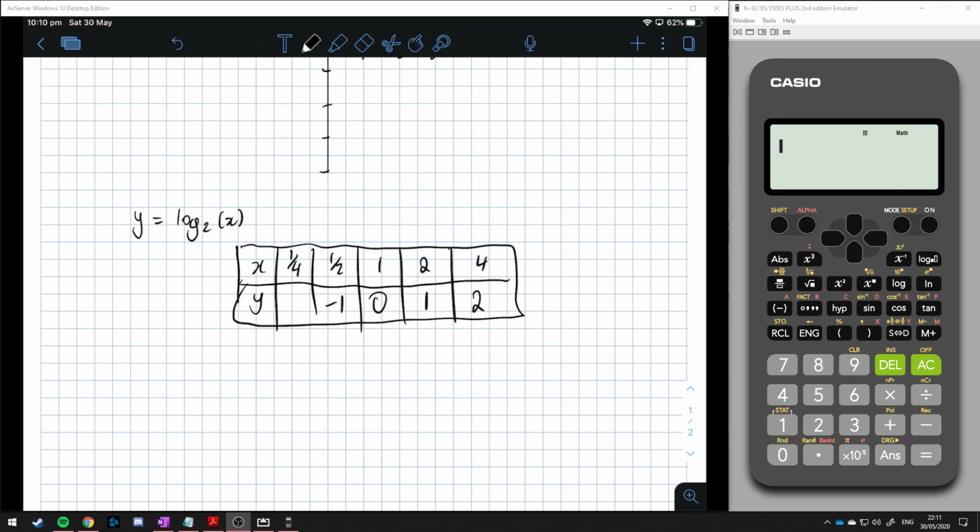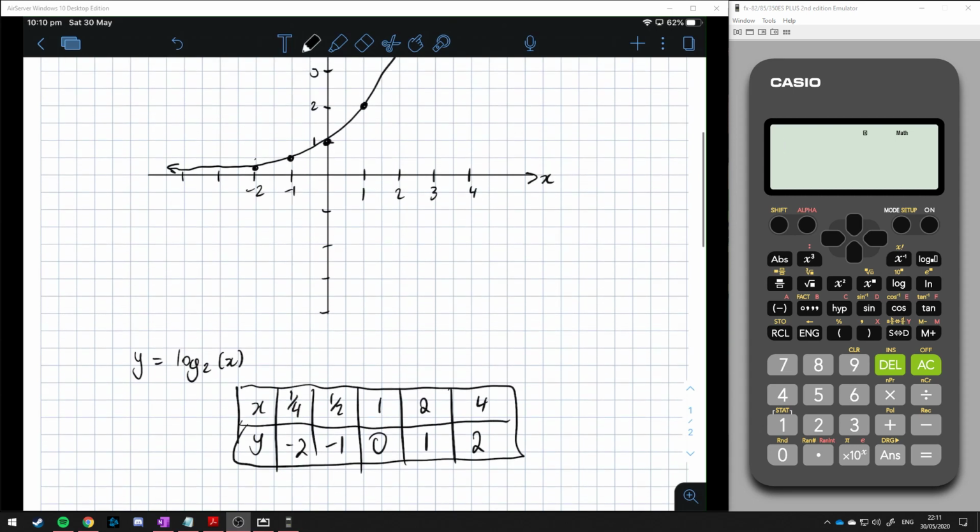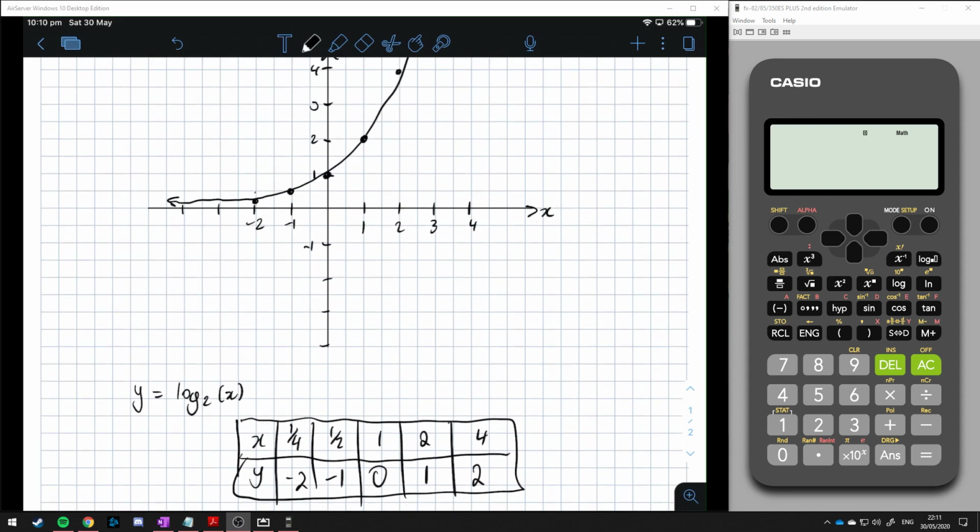And 2 to the power of what is equal to a quarter? 2 to the power of -2 is equal to 1 on 4. So again, that one is a negative answer, and it's -2. So putting that one on, we'll go -1, -2, -3, -4.